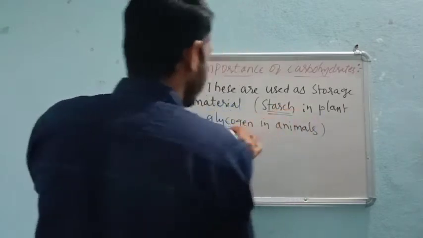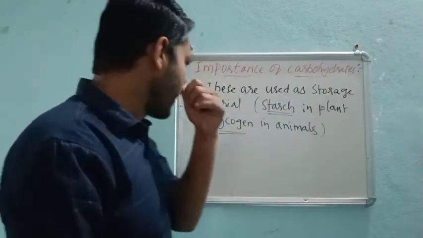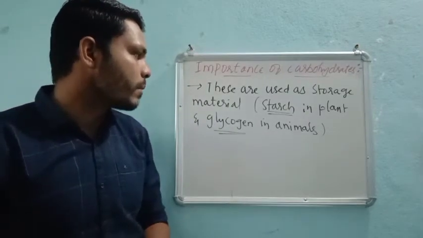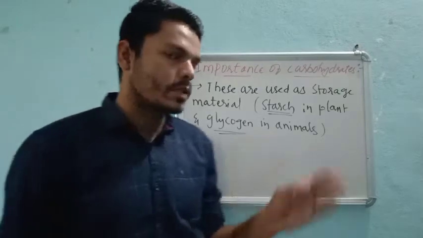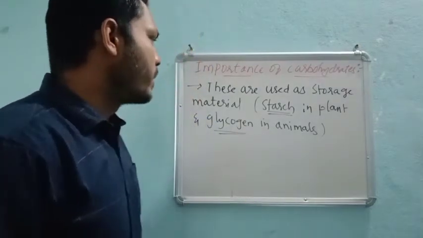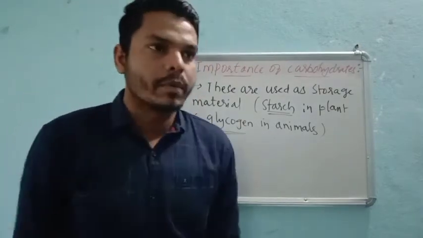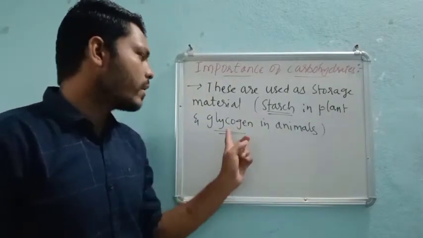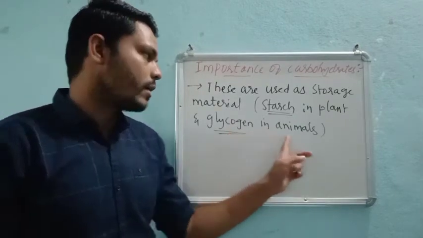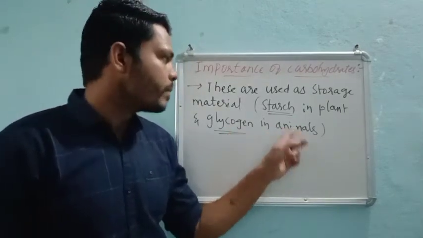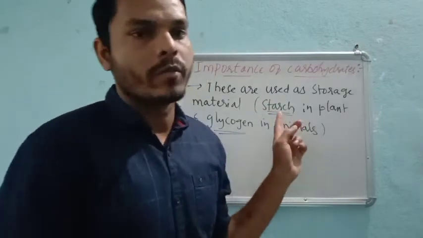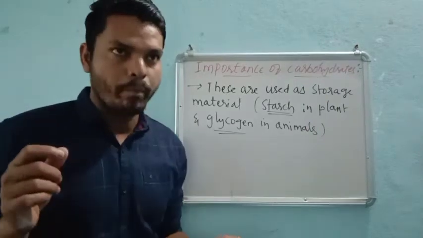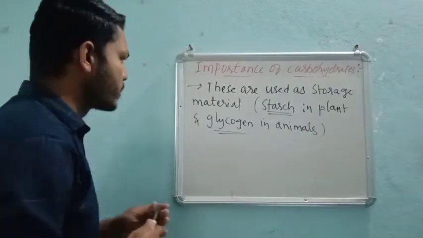Remember these two points. These are important for your biology as well as for chemistry, right? Which is the storage material present in plants, and which is the storage material present in animals as a carbohydrate? Glycogen acts as a storage material in animals, and starch acts as a storage material in plants, right?